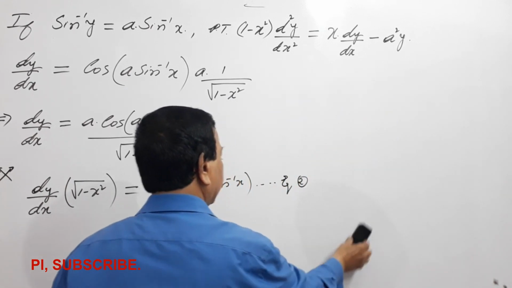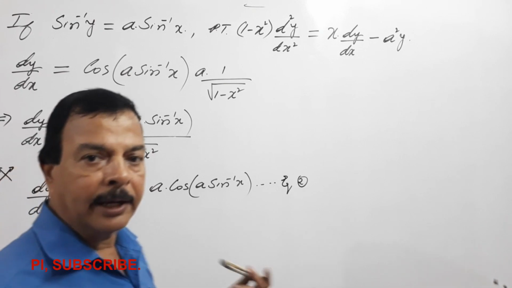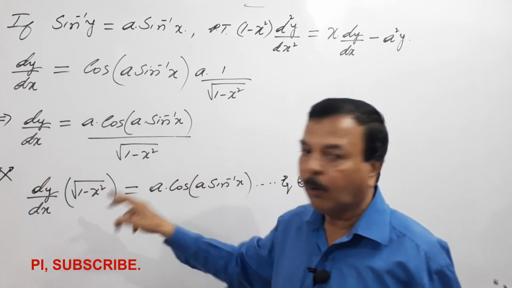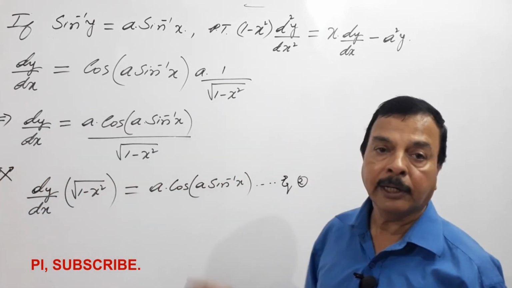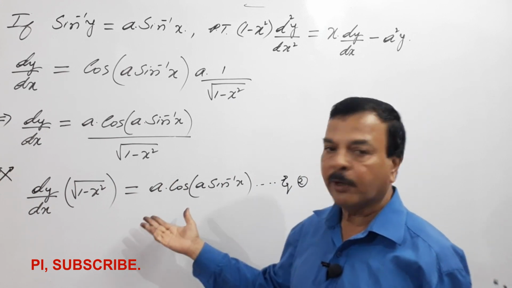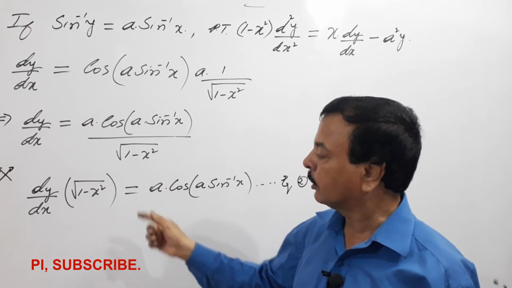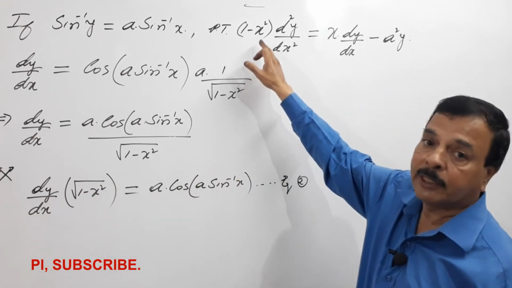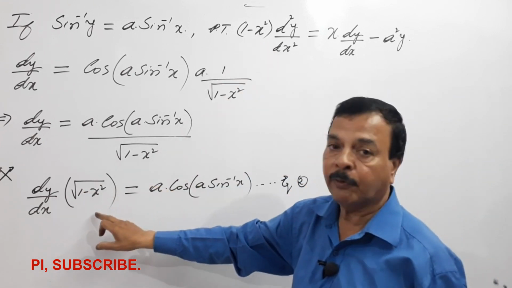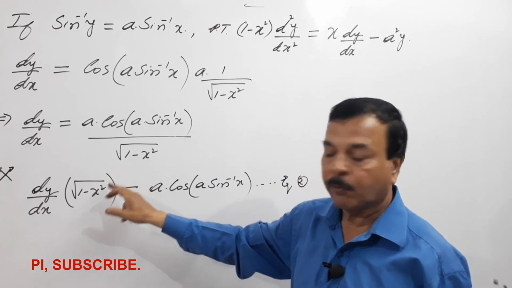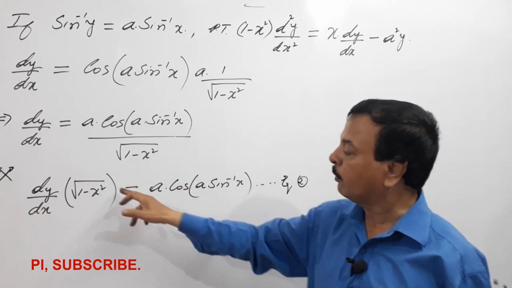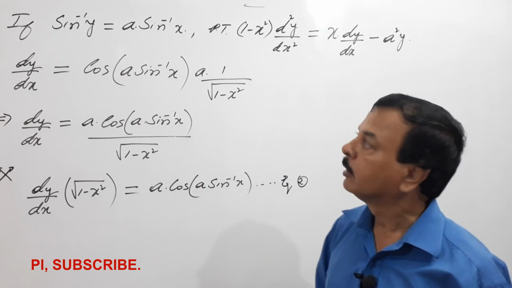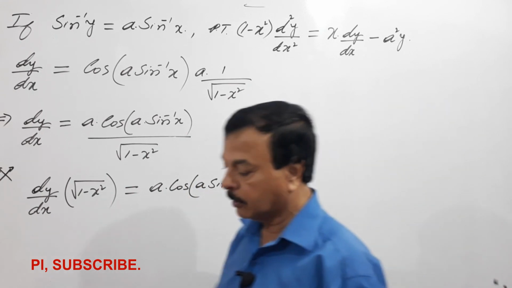So what will we do next, sir? We have to remove this root. To remove this root, what will you do? Square this. If you square this, you get rid of this root, because we want 1 minus x square. To get 1 minus x square, we have to square both sides. If you square, automatically this root will vanish. Okay. So what I'll do next?